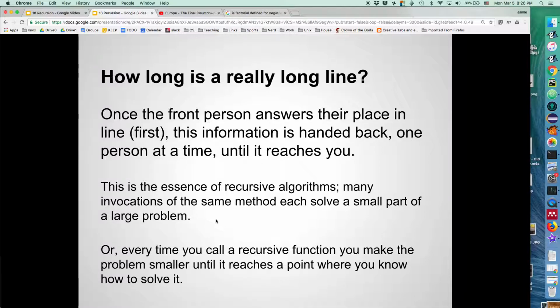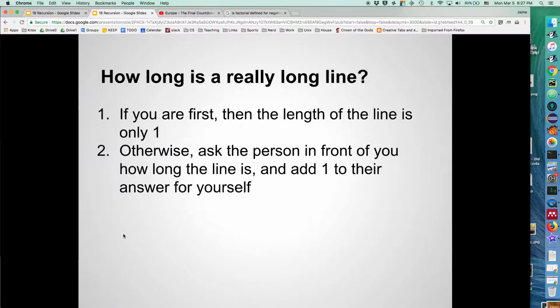Right? So we're making the problem smaller because every time we do this recursive step, the line is a little bit smaller because each person's like, well, I don't know, so I'll ask the person in front of me, who doesn't know, who asks the person in front of them. Each time you do that, the remaining number of people to be asked is smaller until you eventually get to the last person who has to say, well, it's of size 1. Okay, moving on. Another way to think about this. If you're first, the length of the line is 1. Otherwise, ask the person in front of you and add 1 for yourself.